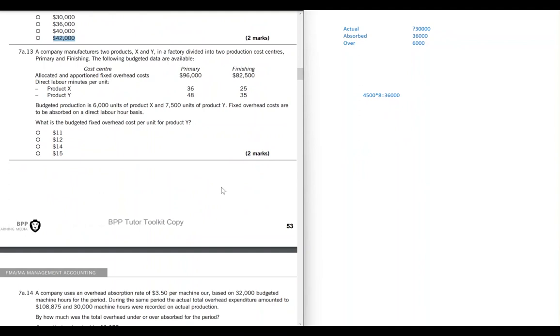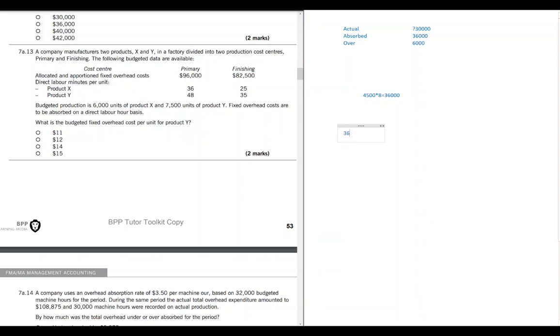What is the fixed overhead cost per unit for product Y? A company manufactures two products, X and Y, in a factory divided into two production cost centers, primary and finishing. The budgeted data are available. We have allocated and apportioned overheads, minutes for product X and product Y, and budgeted production of 6,000 units of X and 7,500 units of Y. Remember, time is given per unit. Total is not given, so we have to find total time.